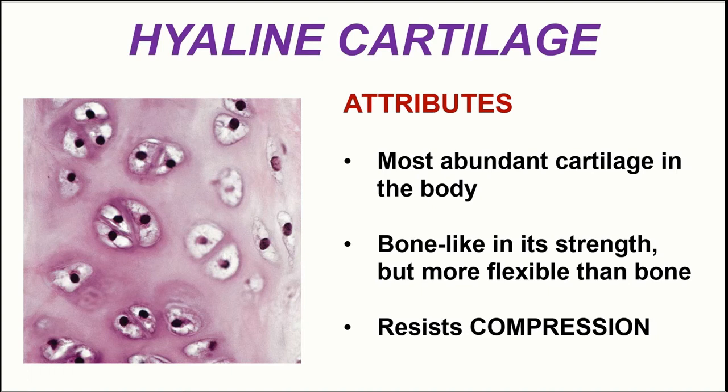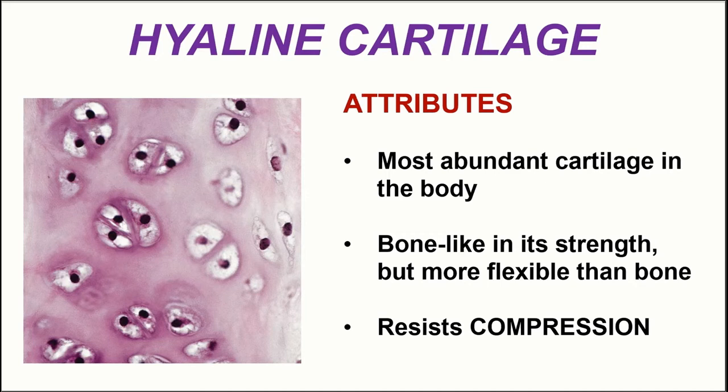Hyaline cartilage is one of the most abundant cartilages in the body. It has essentially a bone-like strength, but it's more flexible than bone, so that's why we tend to find it at places where bone by itself would not be an acceptable material to use, simply because it has more flexibility than bone does. It's a great cartilage at resisting mostly compression, so that makes it fairly similar to bone, because bone is also really great at resisting compression as well.